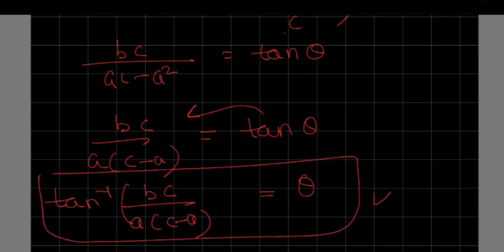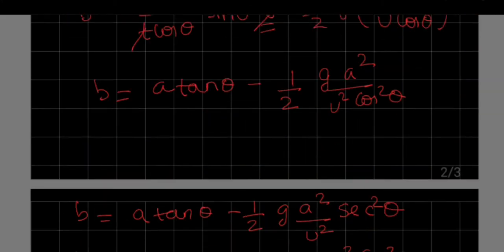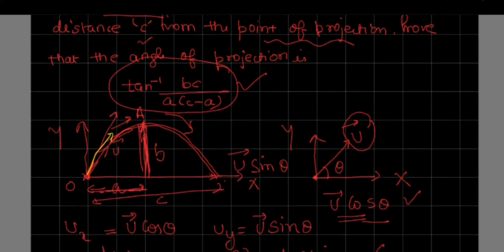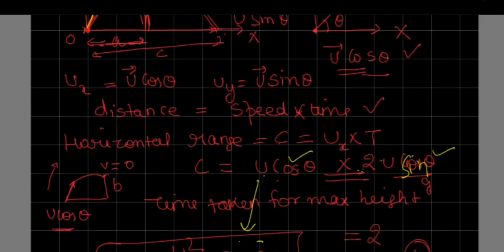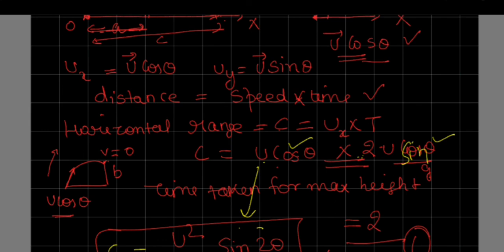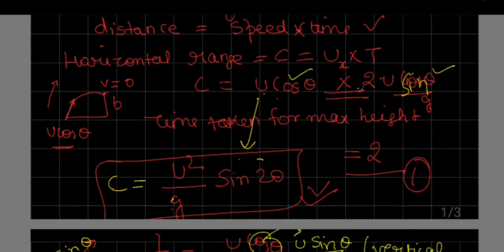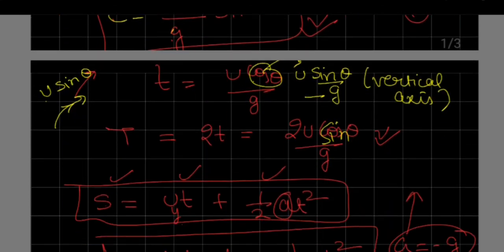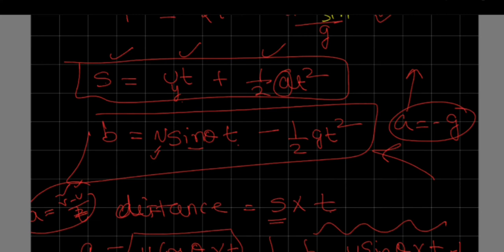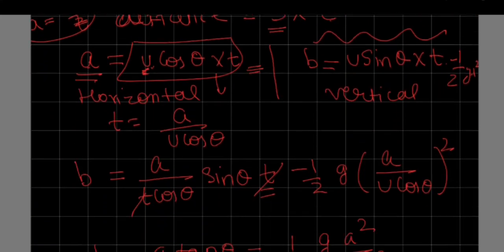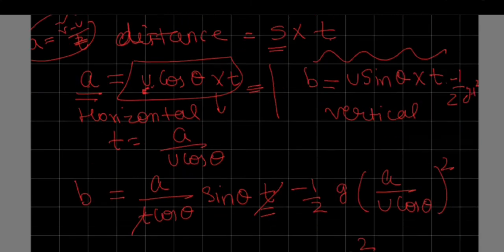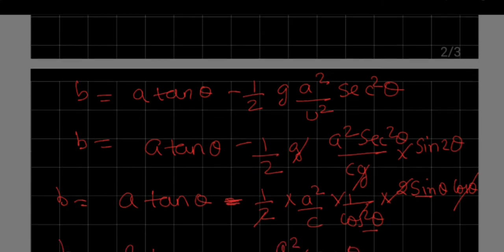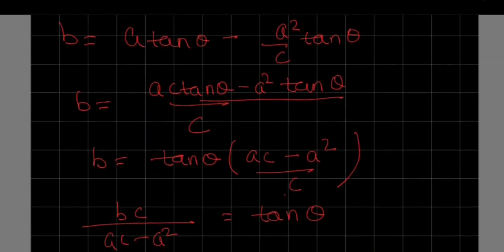Let's see, is this what we were supposed to prove? So see, tan inverse bc by a c minus a. Remember, you just need to know some trigonometric formulas and some equations of motion. The second equation, s equals ut plus half at square, we have used for distance, and the first equation we have used, and the general formula which is distance, speed into time. All these formulas you should know about. Sine upon cos is tan, and the inverse of cos is sec, a few formulas, and then you have got this.